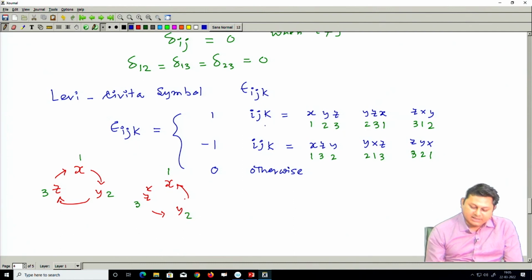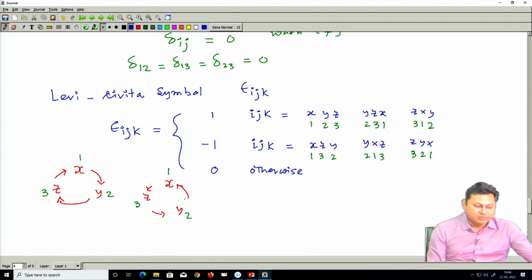Because there are i j k, it is possible that j and k are the same. For example, x y y. So, if y y is there, then epsilon i j k takes the value 0. So, there are many combinations. These 3 combinations will give you 1, these 3 combinations will give you -1, but for all the other combinations, when we have a repeated value, for example, x y z are all distinct, 1 2 3, 2 1 3, but if you have say 2 1 1, then this quantity will be 0.